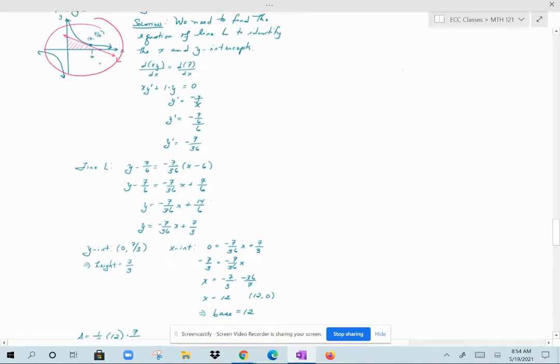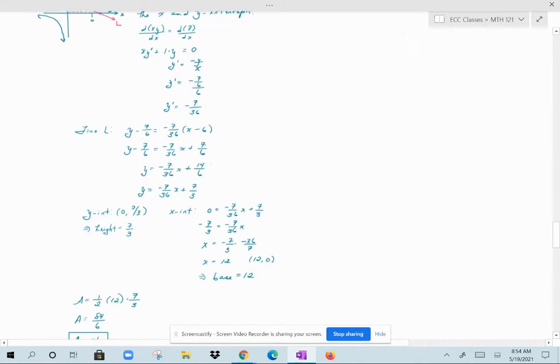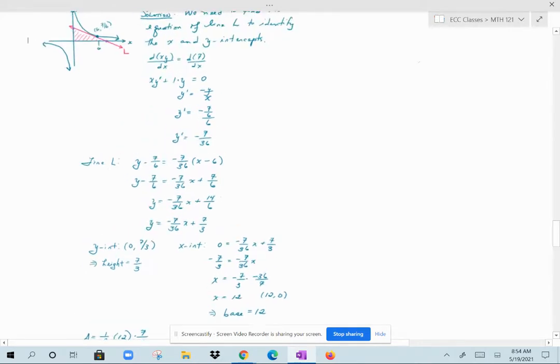This was the x-intercept that we found. This was the y-intercept that we found after we identified the equation of the line. So that's kind of a unique problem that I suggest you try to understand.